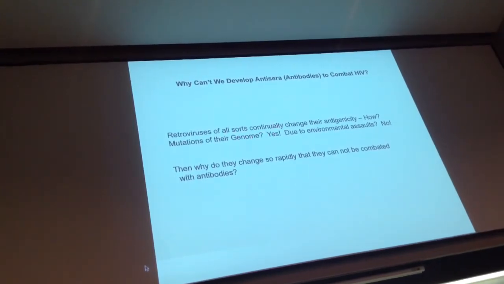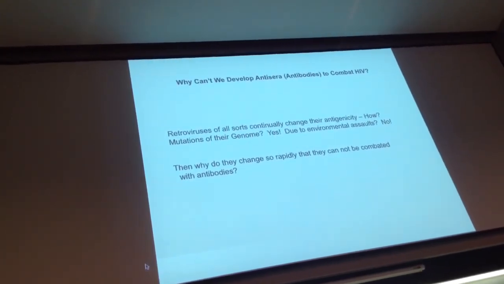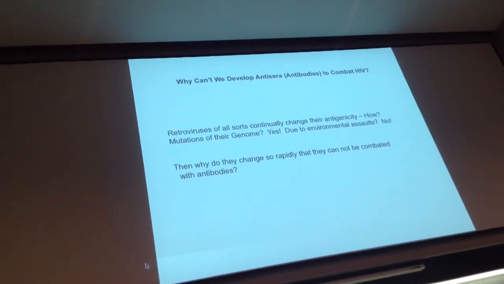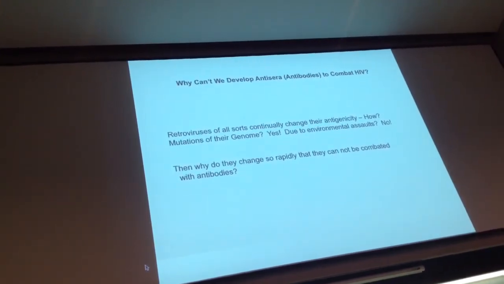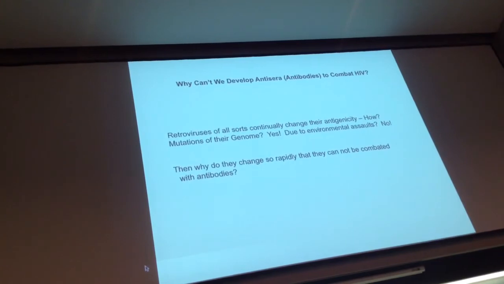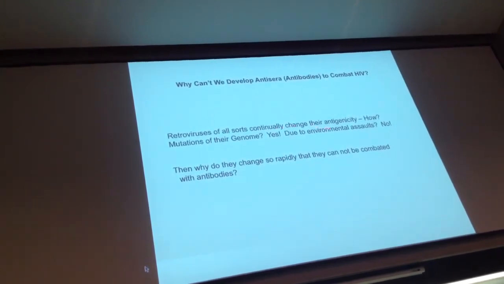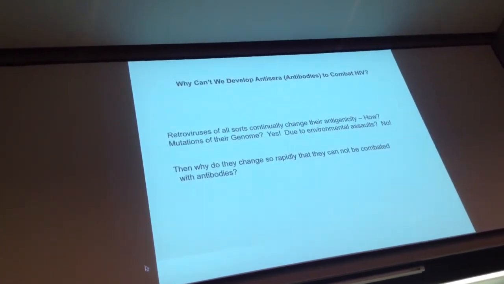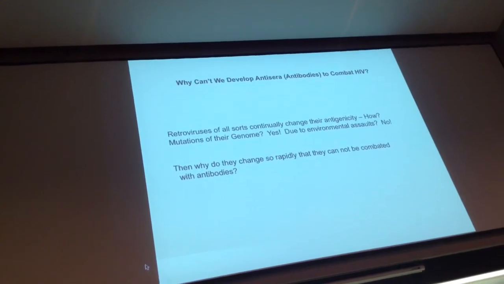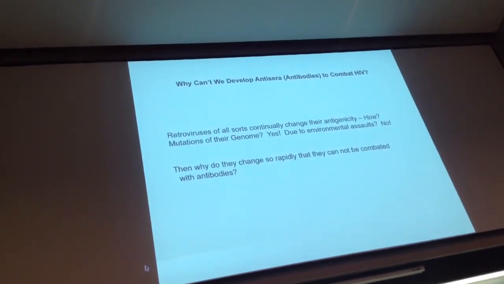Retroviruses of all sorts can continually change their antigenicity. So the proteins on the surface change slightly. They're always the same protein, but they have a little different protein. They change their antigenicity. How? Mutations of their genome. So there's actually mutations of their genome which changes their protein. Is it due to environmental assaults? No. They're mostly mutations in the genome. And where do those mutations occur in that genome? Because you don't have proofreading. Because there's no proofreading. They don't have proofreading, right?